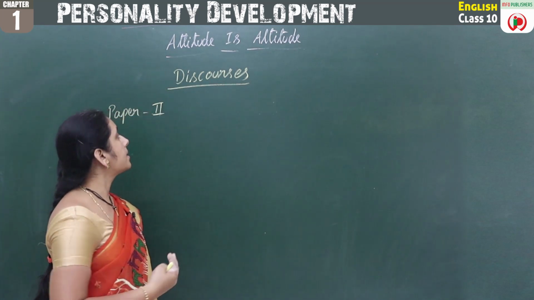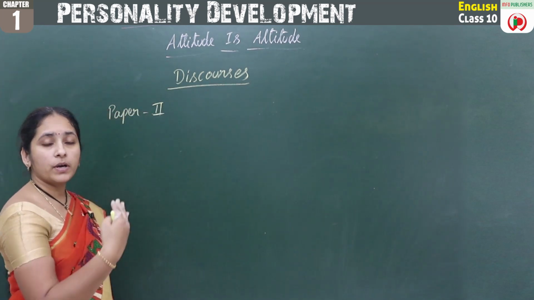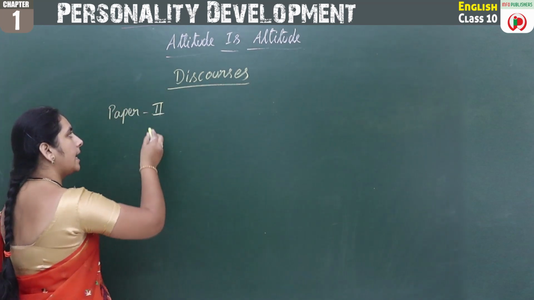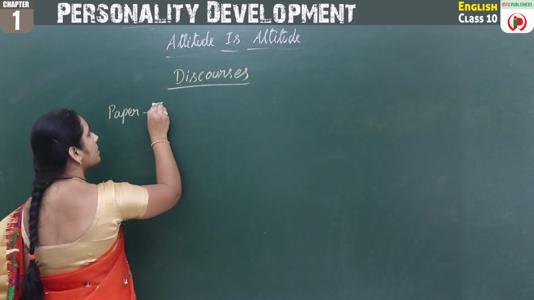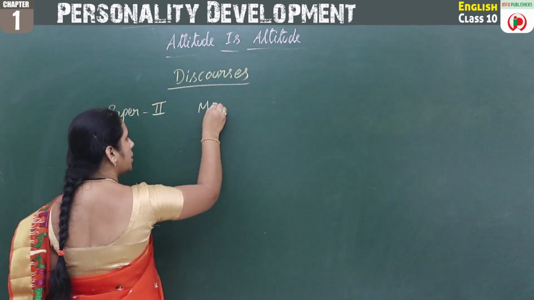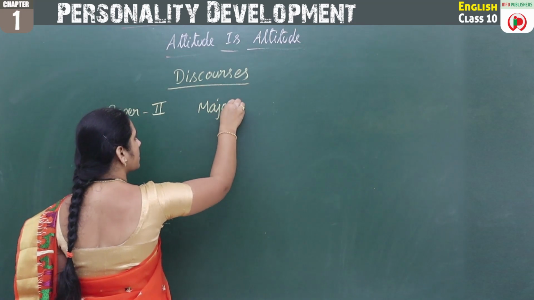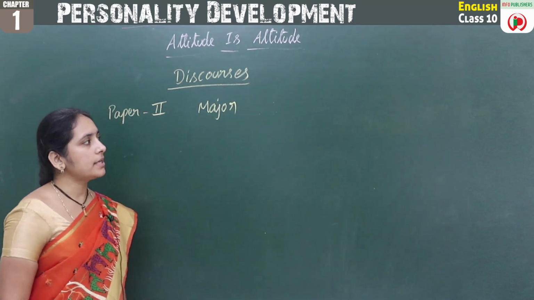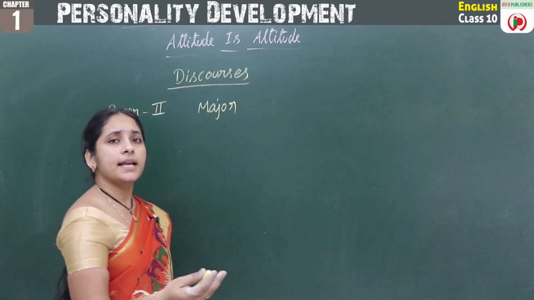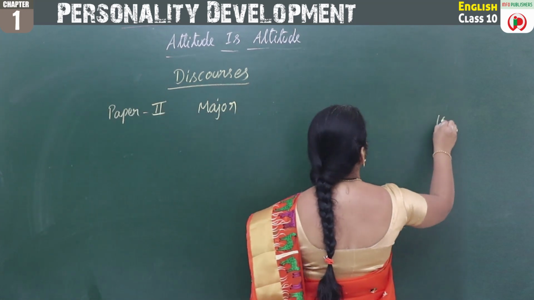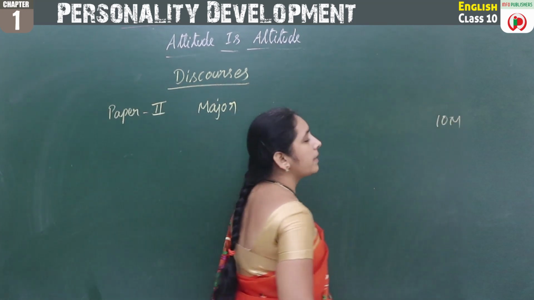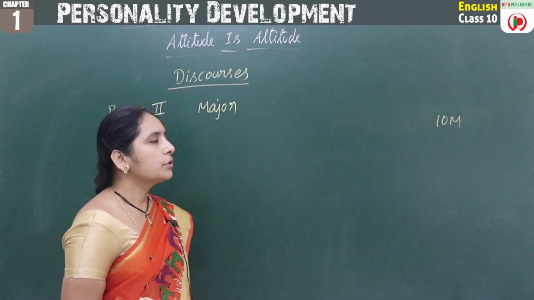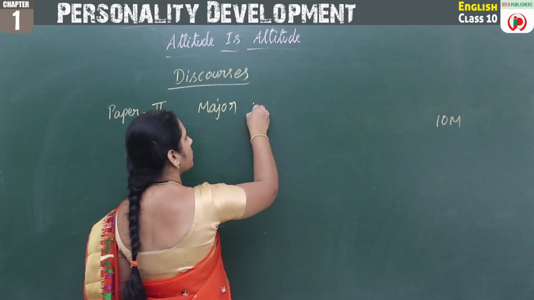See the discourses in Paper 2. Some topics we get in Paper 1; same like that, in Paper 2 also we have major and minor discourses, with the same weightage: major discourses for 10 marks and minor discourses for 5 marks only. So what do we have in the major discourses?